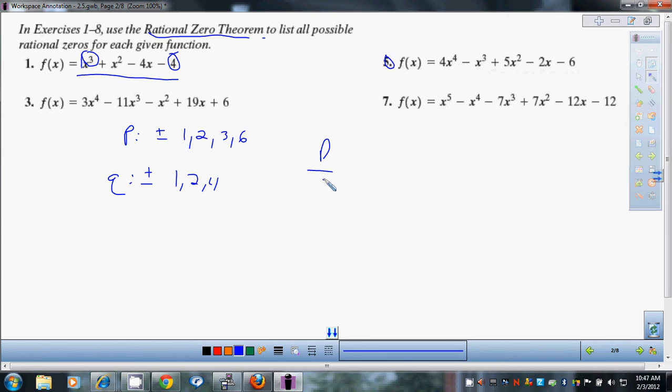So all my possible p over q's, plus or minus: 1 over 1, 2 over 1, 3 over 1, 6 over 1, 1 over 2, 2 over 2 is just 1, 3 over 2, 6 over 2 is just 3, 1 over 4, 2 over 4 is already covered, 3 over 4, and 6 over 4 is already covered as well. So for number 5, all possible rational zeros would be 1, 2, 3, 6, 1 half, 3 halves, 1 fourth, 3 fourths, positive or negative. That would be 16 things you had to check, which is why I'm saying today just use the calculator, and it's pretty quick.